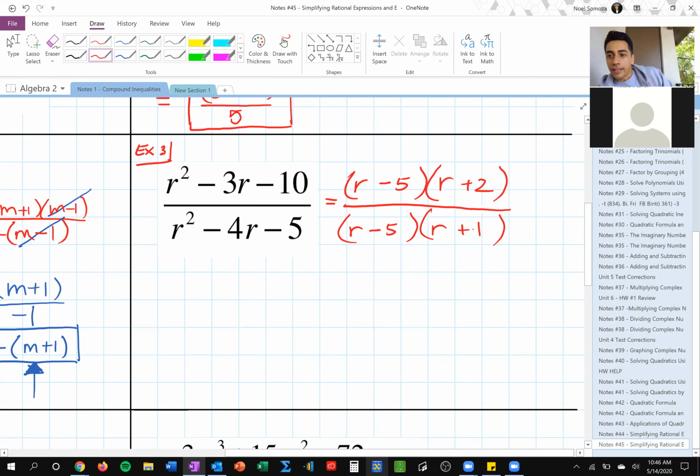Now because I have 2 factors in the denominator, there are 2 possible r values that could get us a 0 in the denominator. So here, this is where you take both factors in the denominator. You're going to create 2 equations here.